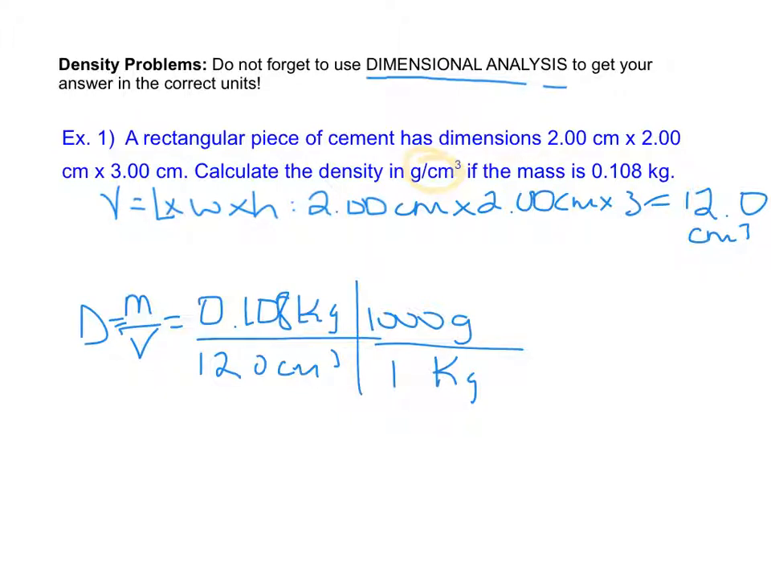So once we do that, our kilograms are going to cancel out, so our units are going to be grams up top, centimeters cubed on the bottom, which is matching the units we needed to find. So once we do the math, we're going to take 0.108 kilograms times 1,000 divided by 12, we're going to get 9. Now, that's not the right number of sig figs. If we go back to the problem, we have 3 sig figs in our numbers, so we need to add 0.00 after our 9 to get 3 sig figs, and the units are going to be grams per centimeter cubed.